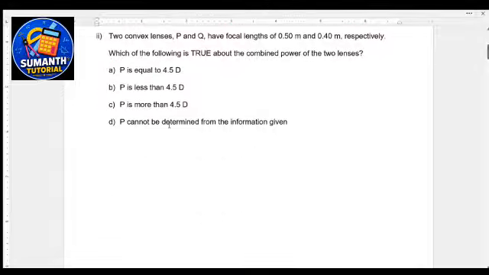Now the second question is like this. There are two convex lenses P and Q of focal length 0.5 meter and 0.4 meter respectively. Which of the following is true about the combined power of the two lenses? When we keep two lenses together, for the combined power, if you want to calculate the power, you should add the individual powers. And how to calculate the power? We know the power formula: power is 1 by f.